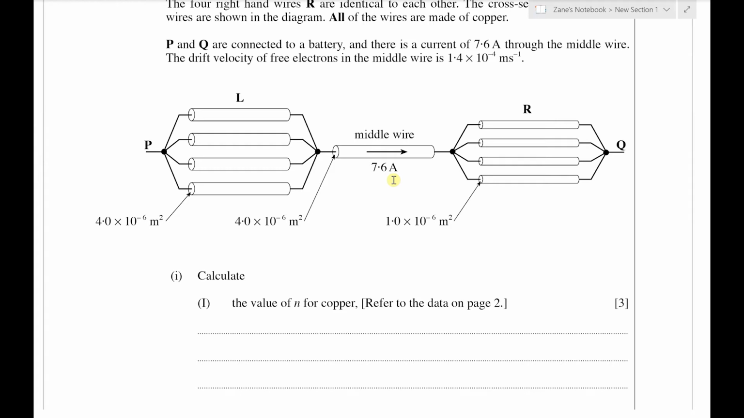The bit about referring to the data on page 2 goes back to, in this spec, instead of a separate data book, all the data was at the start of the paper. Well, if we rearrange the equation that we were given at the start, I equals NAVE, we get that N is I over AVE. So let's plug in the values.